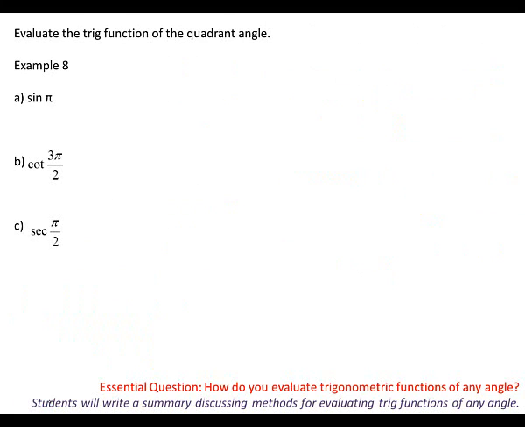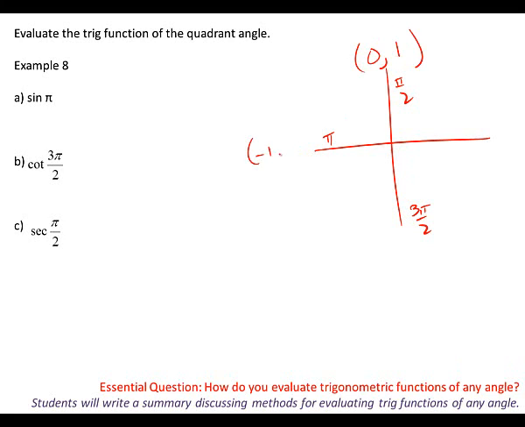It says that we're going to evaluate the trig function of the quadrant angle. This is something we've done before. So if I get out my good old unit circle here, I know that this one is pi over 2. I know this one is pi. I know this one is 3 pi over 2, right? That coordinate there should be out 0, up 1, out negative 1, up 0, and out 0, down 1.